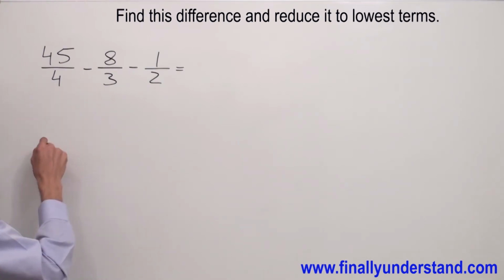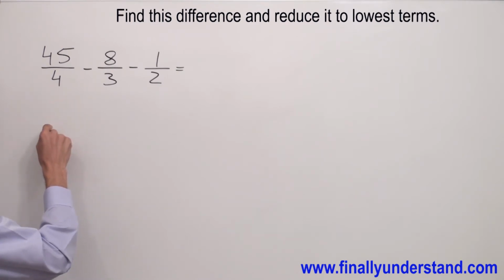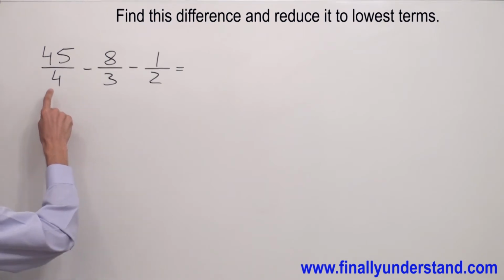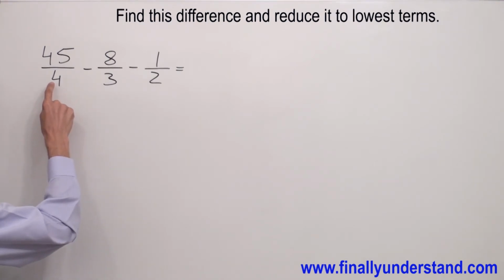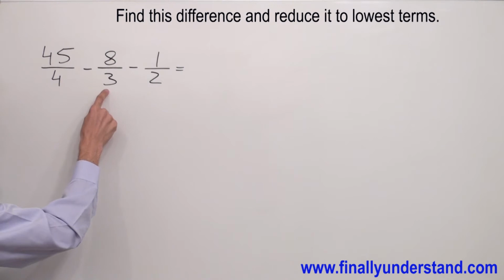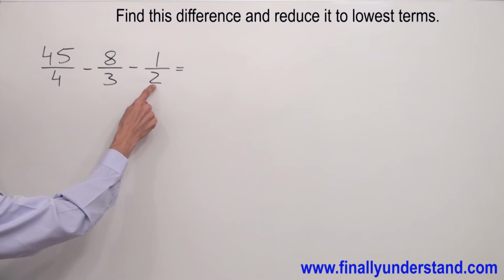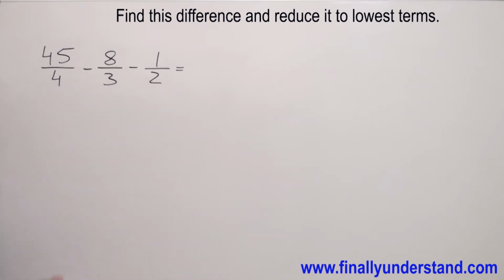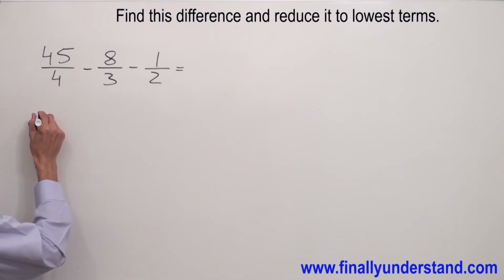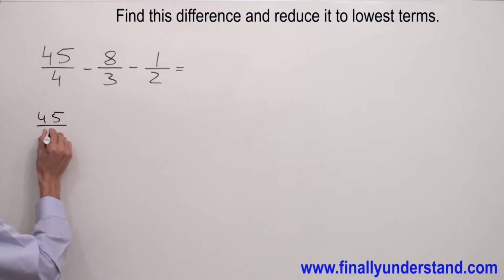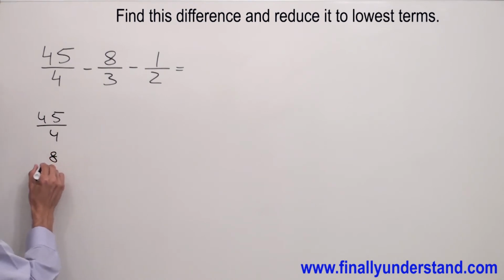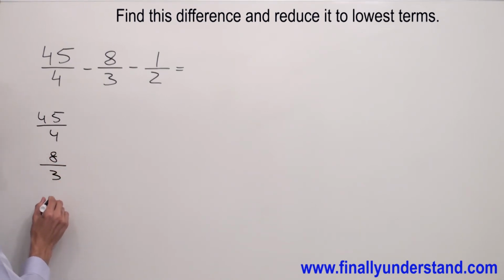we have to find a common denominator. The common denominator for this problem is going to be 12. Why? Because I have 4 times 3, and this is 12. 12 is divisible also by 2. So that's why this is the perfect denominator for my problem. I have 45 over 4, and I have 8 over 3, and I have 1 over 2.